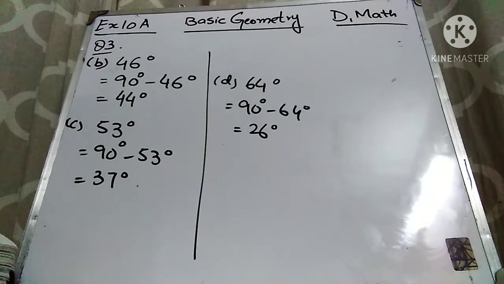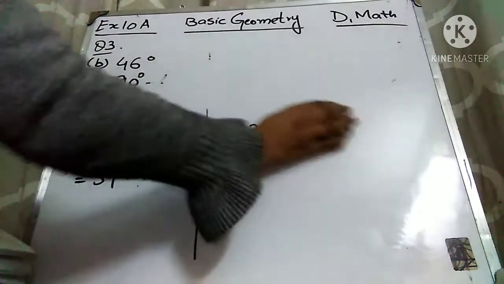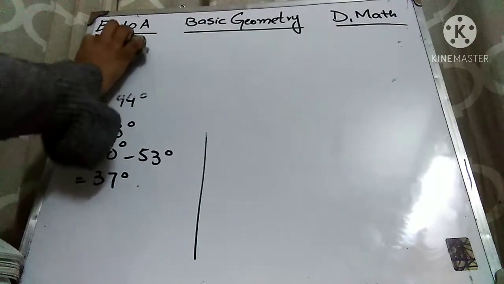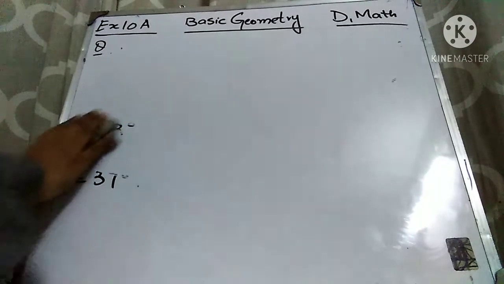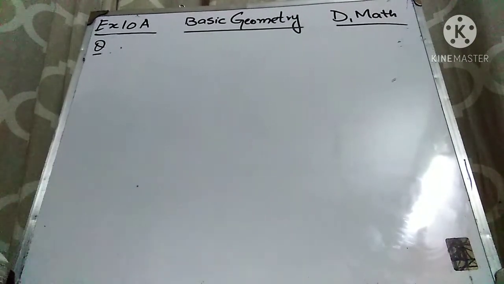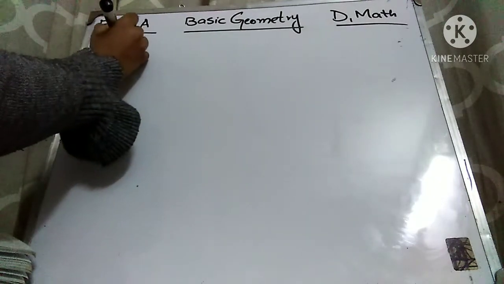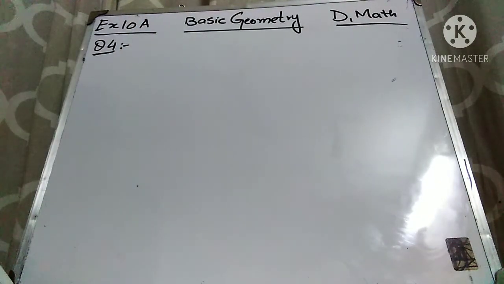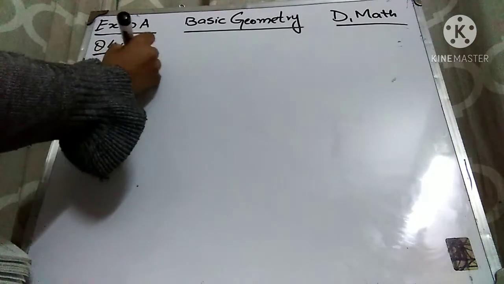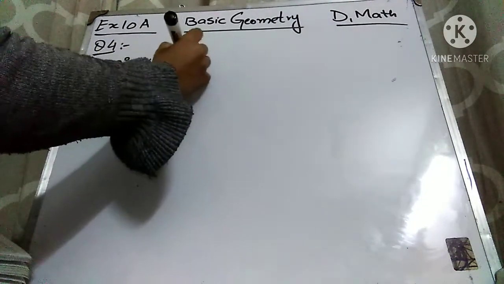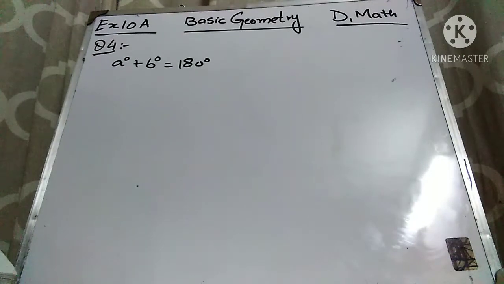Now let's come to question number 4. Okay, students, question number 4 is: find the supplementary angle of each of the following angles. Remember that two angles are called supplementary if their sum is equal to 180 degrees. Suppose the two angles are A and B. If their sum is equal to 180, we'll say that these are the supplementary angles.